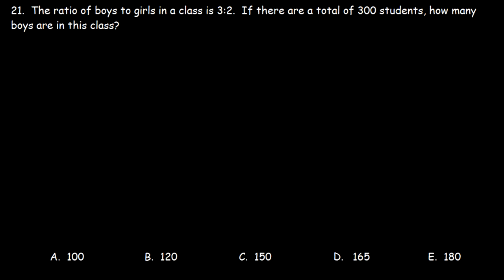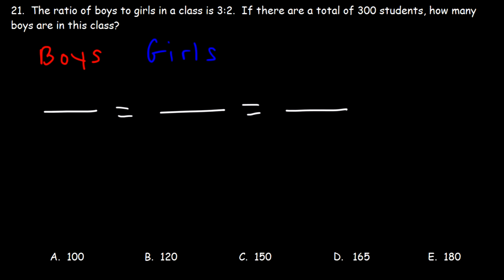The ratio of boys to girls in a class is 3 to 2. If there are a total of 300 students, how many boys are in this class? So what we need to do is set up a proportion between the number of boys and girls in this class. And we're also going to set up a proportion between the total number of students as well. So the ratio between boys to girls is 3 to 2. So out of a total of 5 students, there's 3 boys and 2 girls.